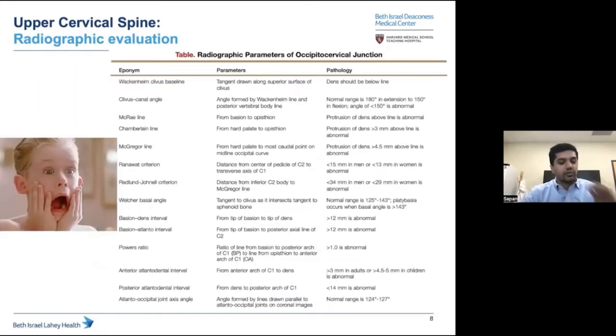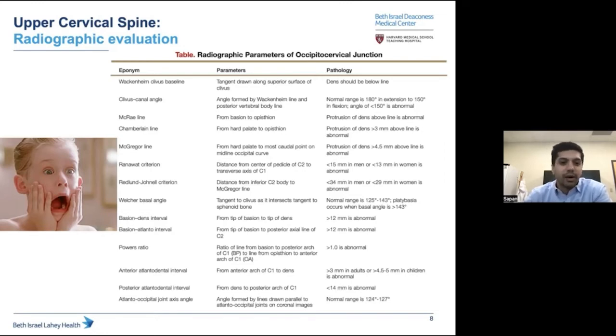So the way we assess these anatomic structures is through radiographic or MRI evaluation. Over the years, there have been many radiographic parameters described of the occipital cervical junction. This is just one table I saw, and you can see how many different parameters there are to look at the stability or the alignment or just the integrity of the occipital cervical junction. So it becomes very confusing. I'll try and point out some of the salient ones.